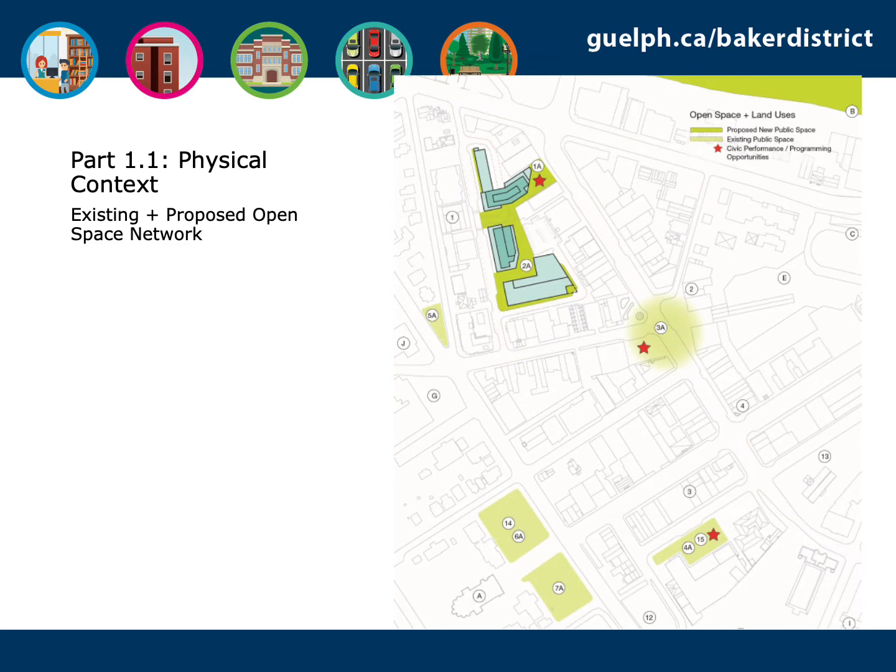The new urban square fronting Wyndham Street North will add to the existing network of urban parks in the downtown, complementing Market Square at City Hall as well as St. George's Square, while also defining a new northern gateway to downtown Guelph. The new urban square adjacent to the library will support expanded outdoor library programming while providing a quiet, peaceful landscaped court.